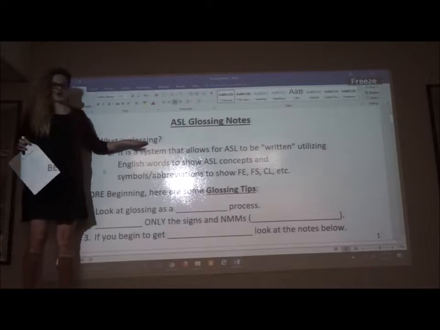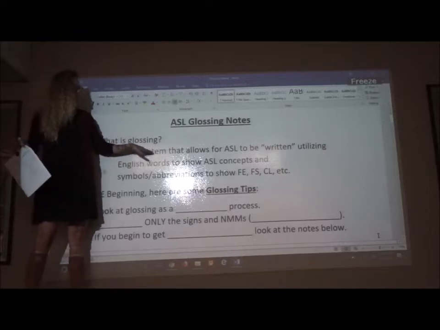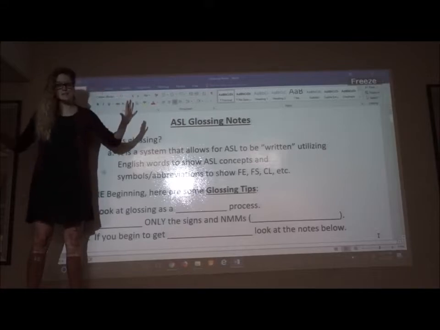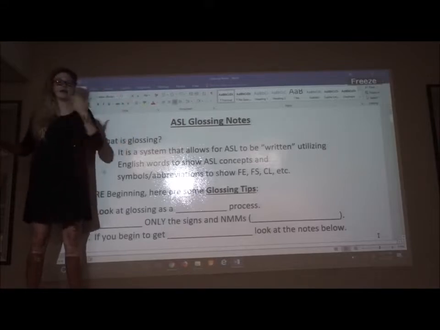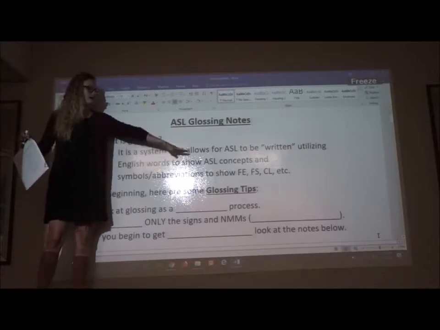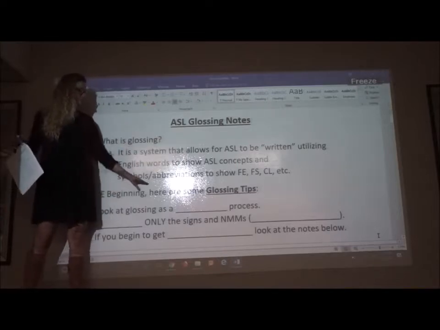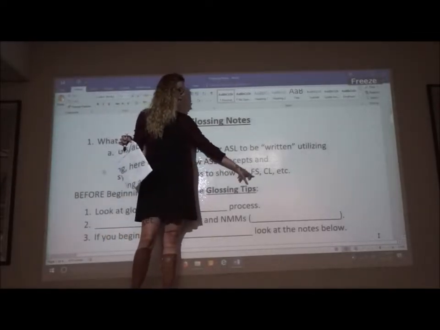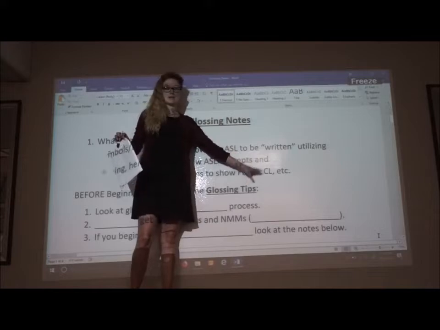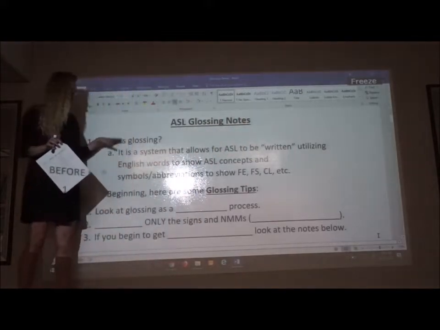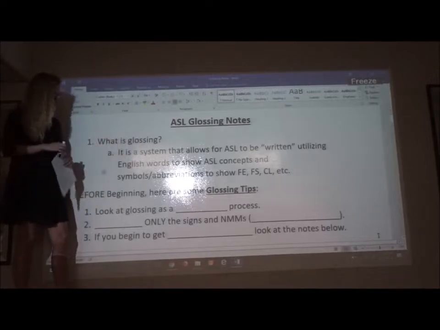So what is glossing? It is a system that allows for ASL to be written, because we know ASL is not a written language. It allows ASL to be written utilizing English words to show ASL concepts and symbols and abbreviations to show finger spelling, facial expressions, classifiers, etc. All right? So please fill that in under what is glossing.